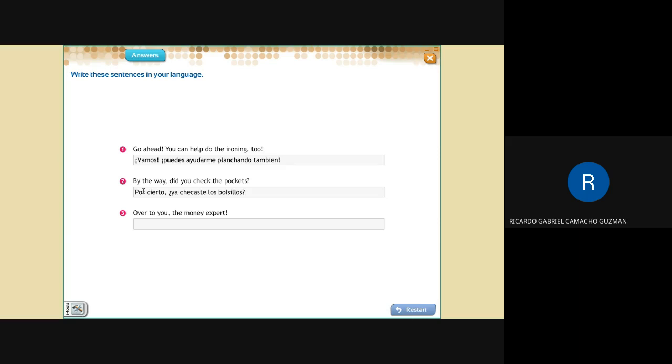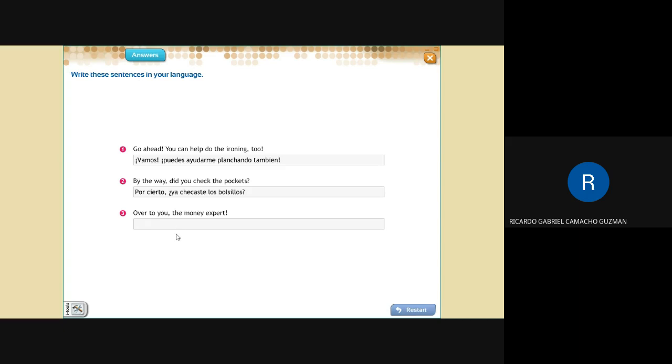Por ejemplo, en el caso de Aide, ella utilizó la expresión ya checaste, pero también puede ser ya revisaste, ya viste, ya, no sé, ya te aseguraste, o puede ser cualquier cosa. Y en el caso de los bolsillos también puede cambiar. Ya checaste las bolsas, ya viste las bolsas, ya viste los bolsillos, etcétera, etcétera, ¿no? Entonces todo va dependiendo de esa situación. Entonces, esa es la forma.